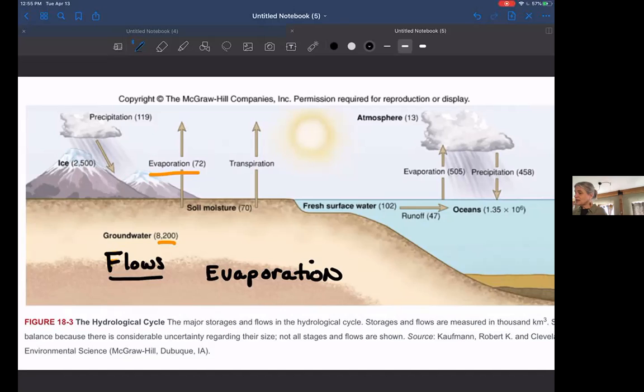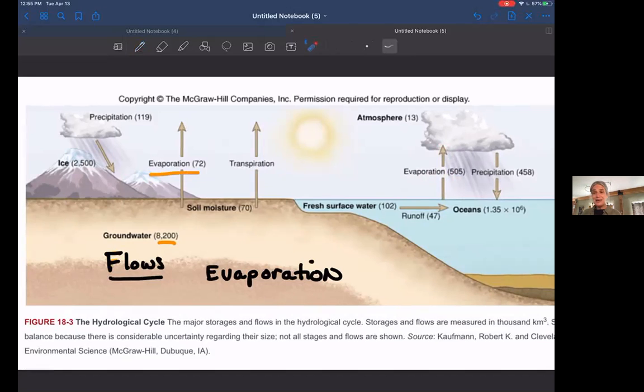This is what you see, for example, right here. We see evaporation, and this is a non-spontaneous process. It's a non-spontaneous flow. So it takes light and sun and heat, right? The sun is what causes that evaporation to occur. So we have evaporation as being a flow. We can also talk about transpiration.